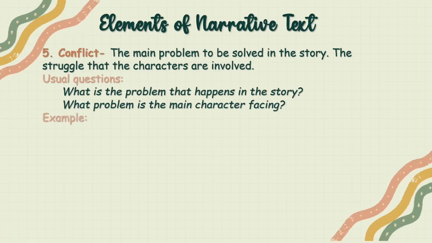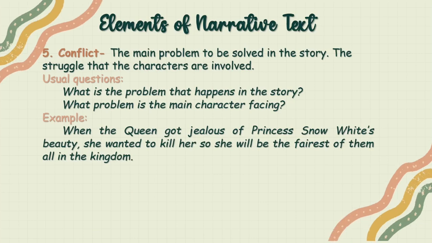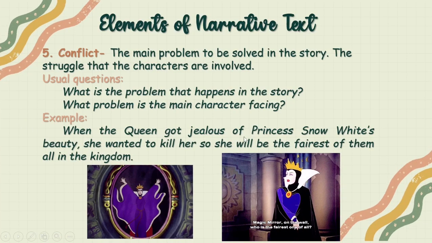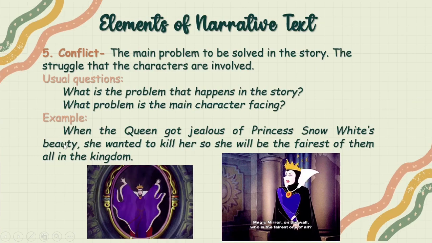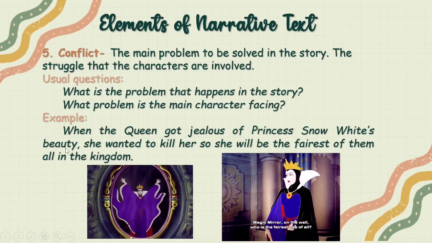Here is an example of the conflict from the story of Snow White and the Seven Dwarfs. When the queen got jealous of Princess Snow White's beauty, she wanted to kill her so she will be the fairest of them all in the kingdom.